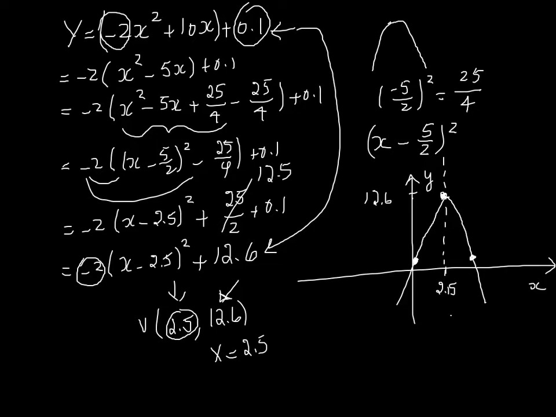And the last part of the question says at what horizontal distance the maximum height is achieved. And that horizontal distance is the x-coordinate of the vertex, which is 2.5. So when the ball is 2.5 horizontally from the initial position of the ball, the maximum height, which is 12.6 meters, is reached.